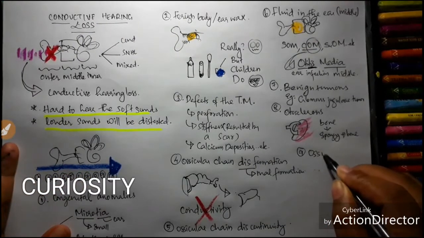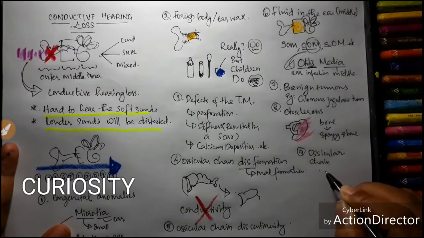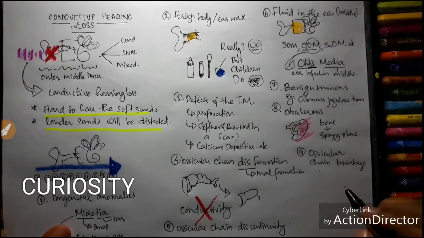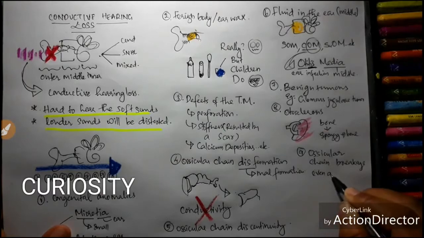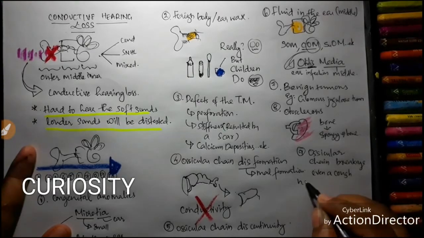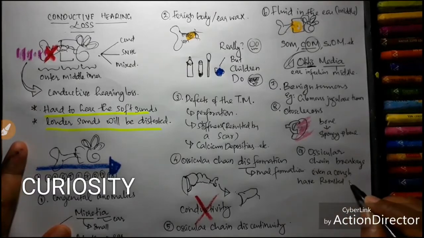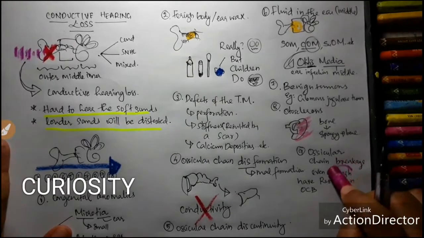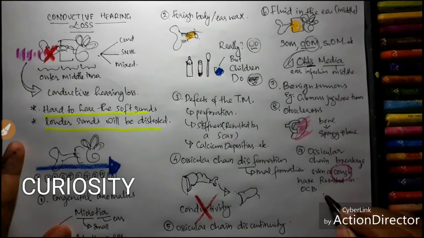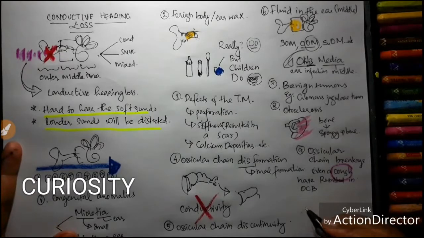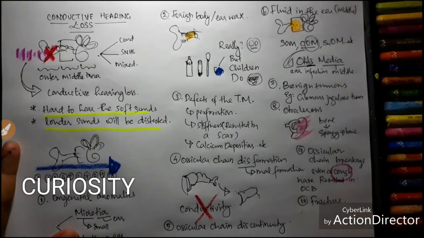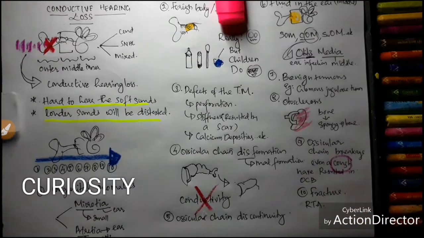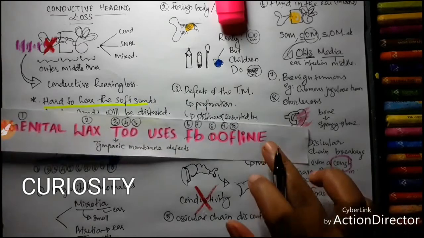The ninth one is ossicular chain breakage. This can be due to a loud explosion noise or gunshot, or even a fracture. In some people where the ossicular chain is really sensitive and thin, even a cough has resulted in ossicular chain breakage. Fracture can be due to road transport accidents.